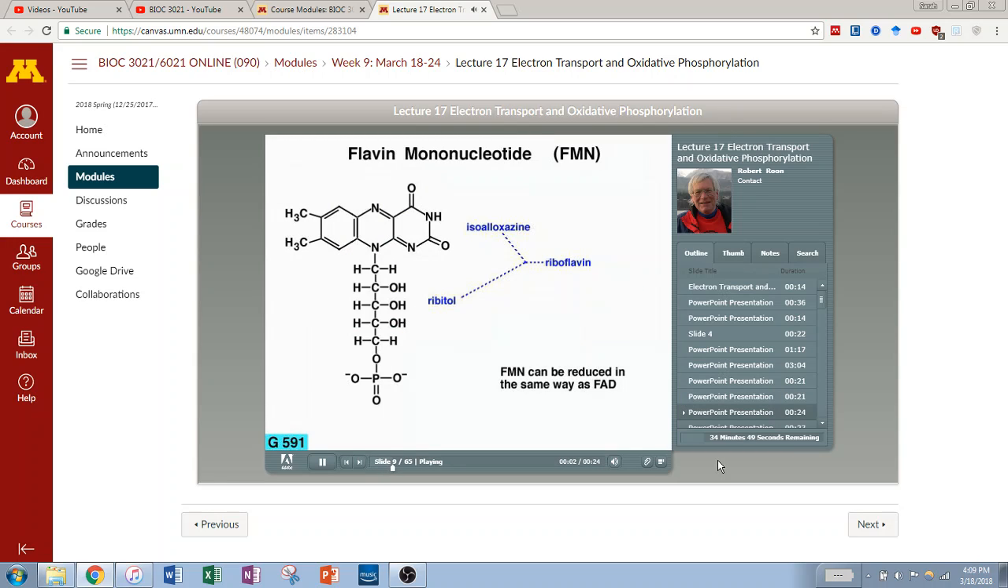The first acceptor of electrons from NADH in complex 1 is FMN. The reduction of FMN to FMNH2 occurs on the same isoalloxazine ring and has essentially the same chemistry as we have previously seen with the conversion of FAD to FADH2.